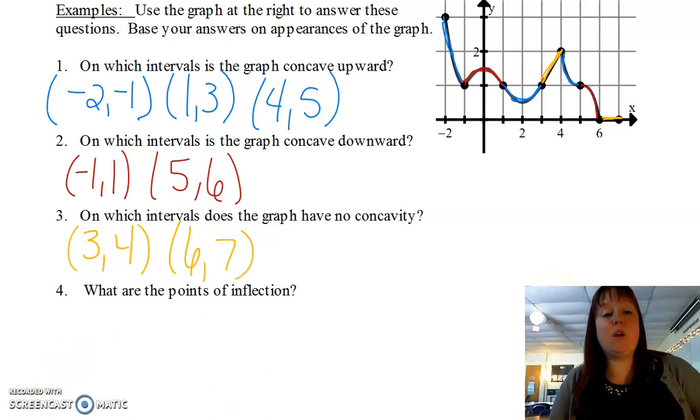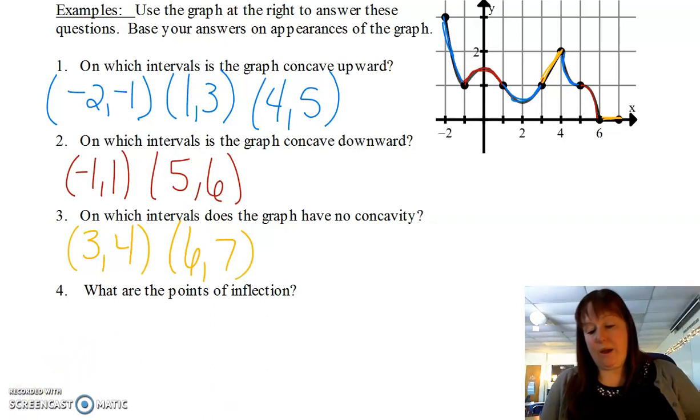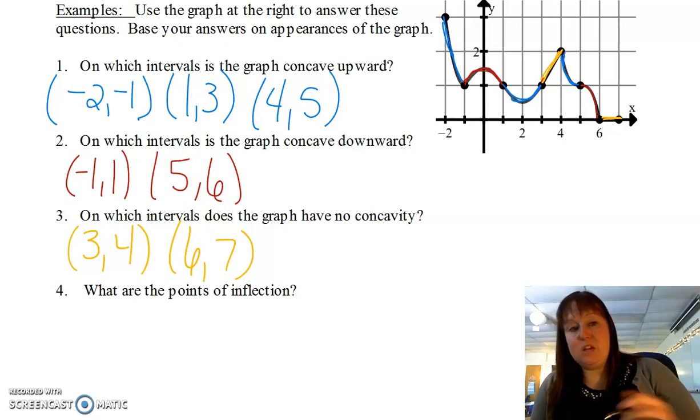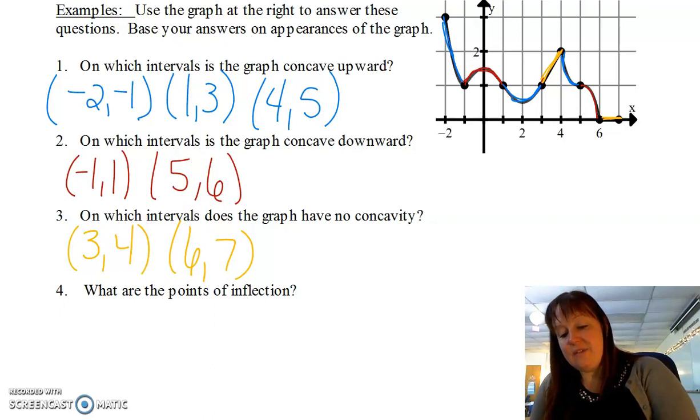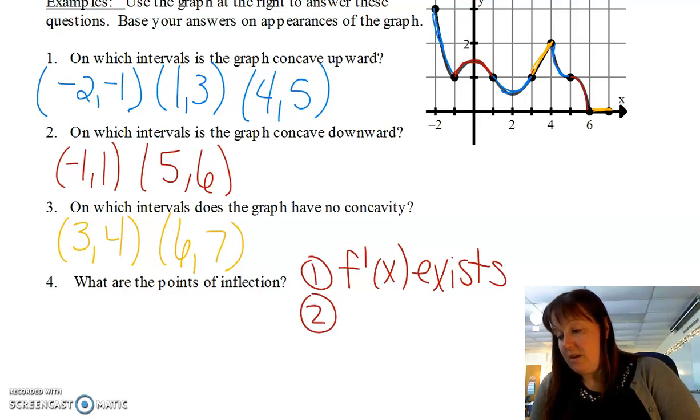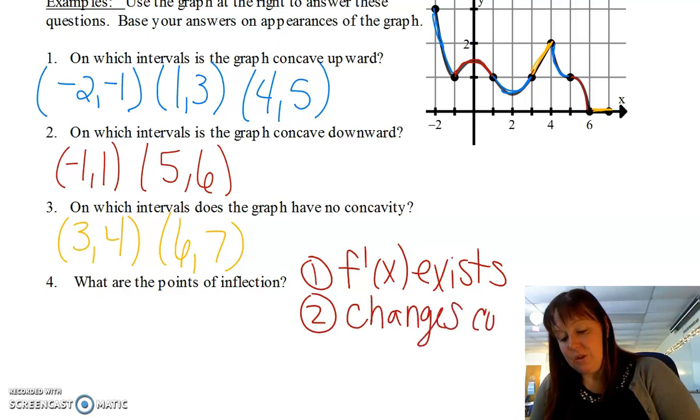Then we're asked, what are the points of inflection? Well, we know that a point of inflection has to meet two requirements. It has to have a tangent line, which means f prime has to exist, and it is where the graph changes concavity. So let's look at our graph.